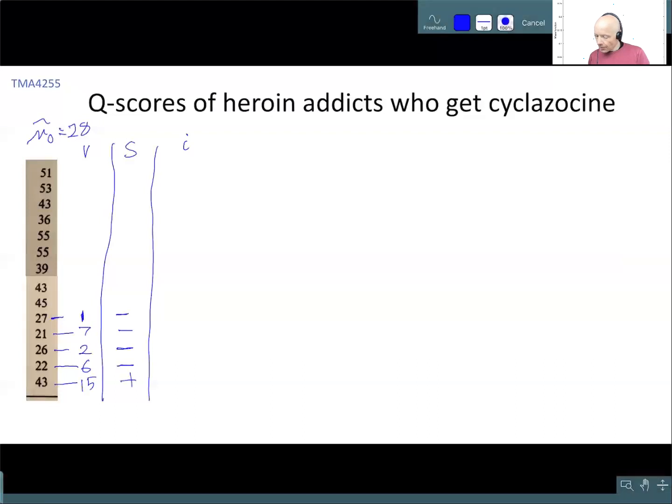15 above. This one is 17 above. This one is also 15 above. This one is 11 above. This one is 27 above, 27 above, 8 above, 15 above, and then this one is 25 above, and then 23 above. So you see there's a bunch of plus here, not so many minus.